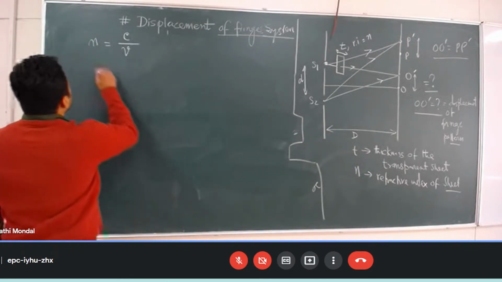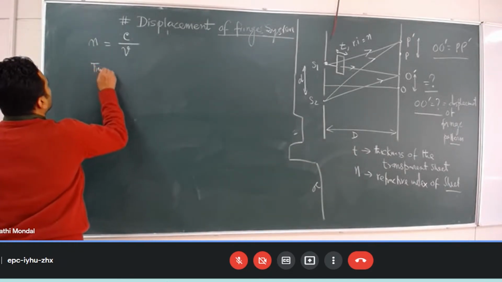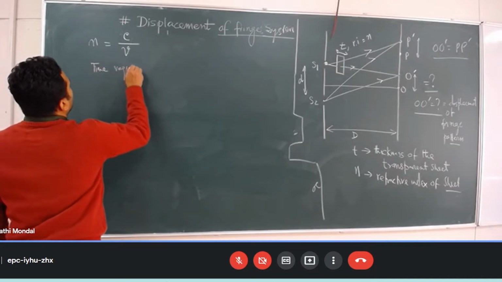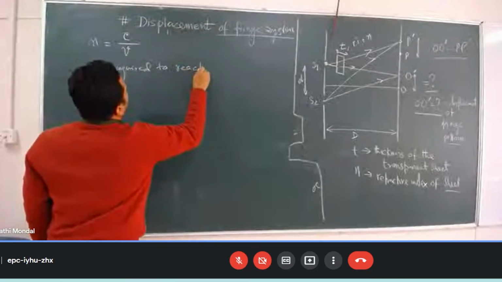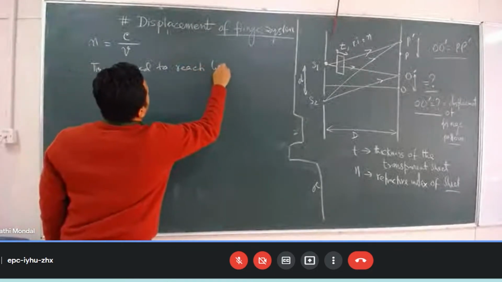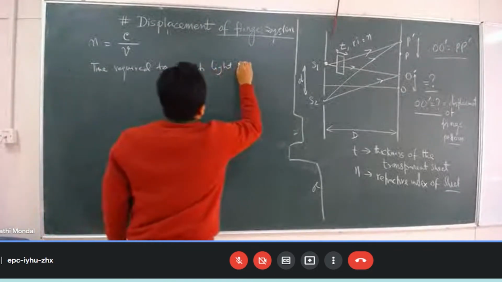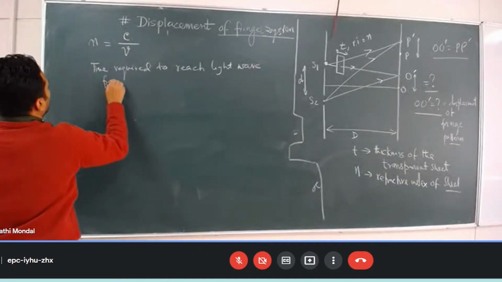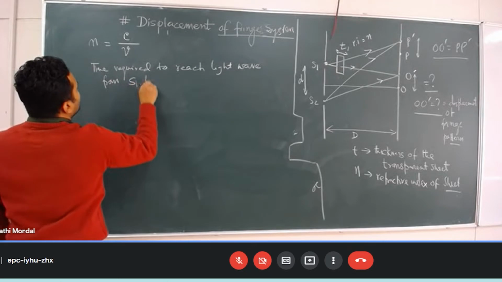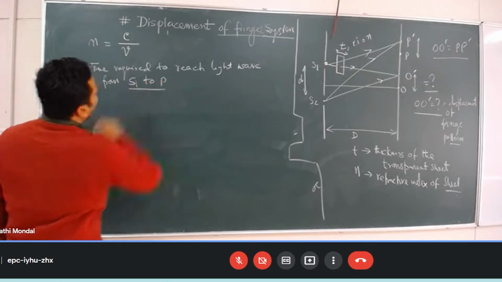So the time required for the light wave to reach from S1 to P, how much will it be? Tell me.